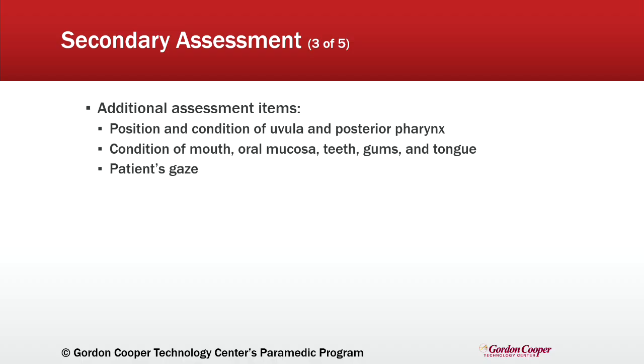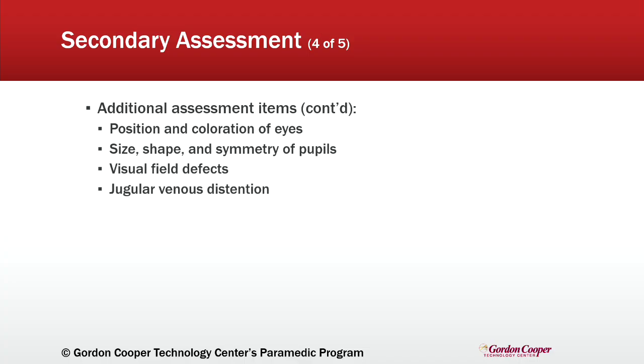For additional assessment, check the position and condition of the uvula, the posterior pharynx, the mouth, oral mucosa, teeth, gums, and tongue. Evaluate the patient's gaze, noting if it is focused, distant, or conjugate, meaning both of the eyes move together, or disconjugate, where the eyes don't move together. Be sure to ask the patient if they are experiencing any visual disturbances like diplopia, or double vision. Observe the position and color of the eyes, looking for any signs of trauma or infection.